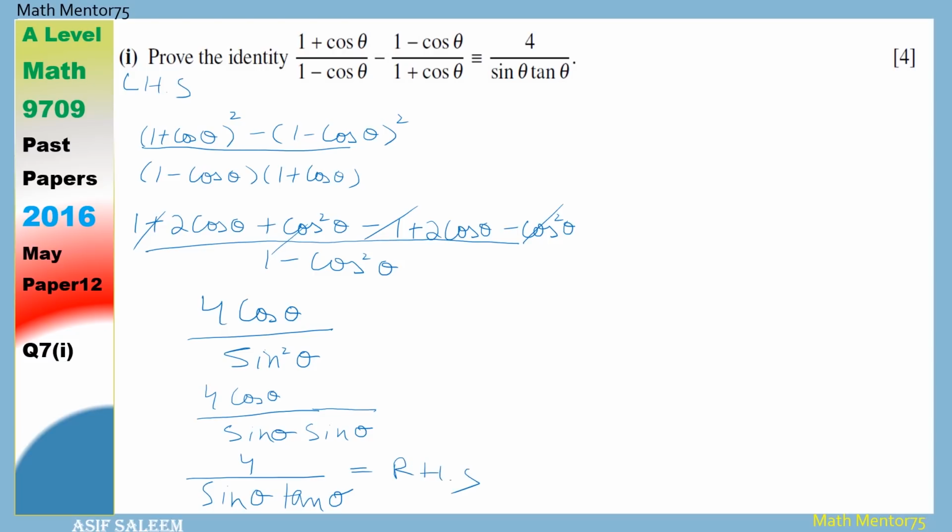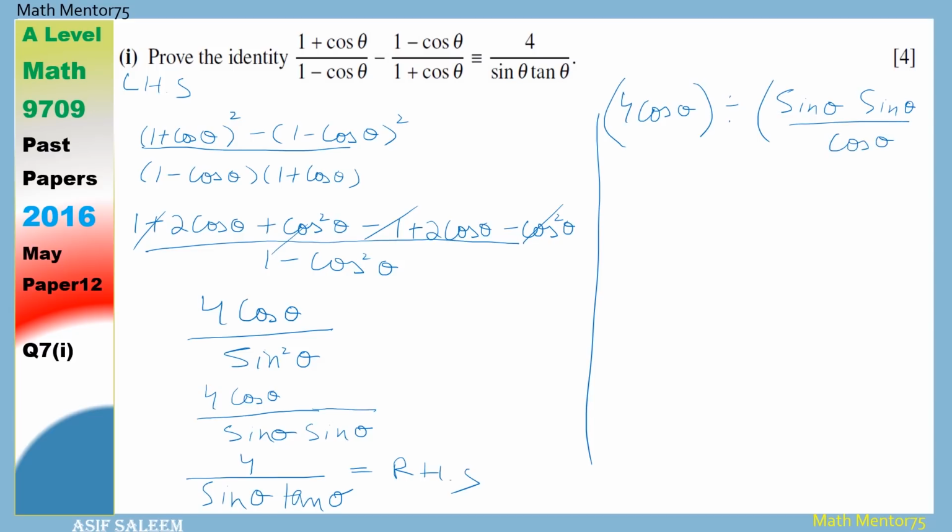We have proved that identity. For your understanding, we can do one more step if you are a little confused. In the numerator we have 4 cos theta. In the denominator we have sine theta, sine theta. What we have done over here, we have divided the denominator as well as the numerator by cos. So this is cancelled out and this thing becomes tan theta.